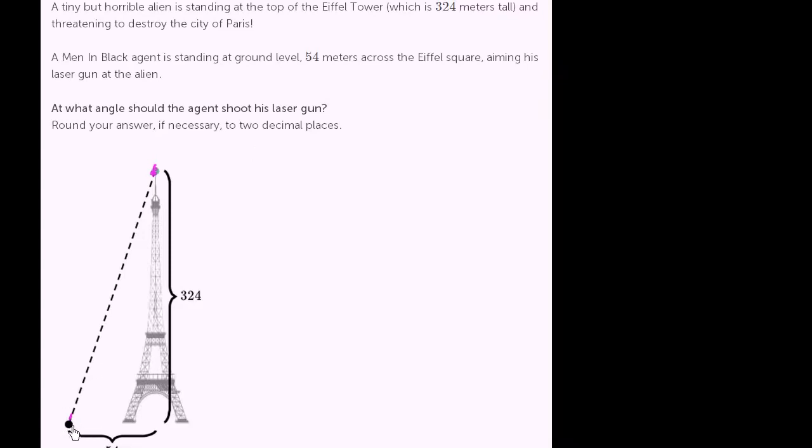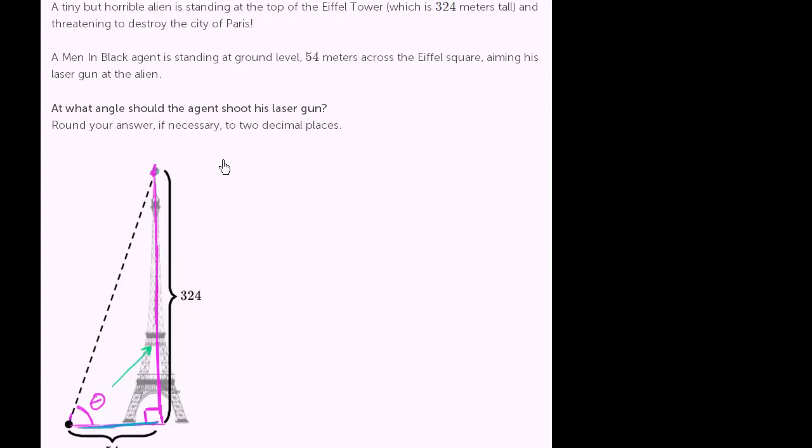So if we construct a right triangle here, and we can, the height of this right triangle is 324 meters. This width right over here is 54 meters. It is a right triangle. What they're really asking us is, what is this angle right over here? And they've given us 2 pieces of information. They gave us the side that is opposite the angle, and they've given us the side that is adjacent to the angle. So what trig function deals with opposite and adjacent?